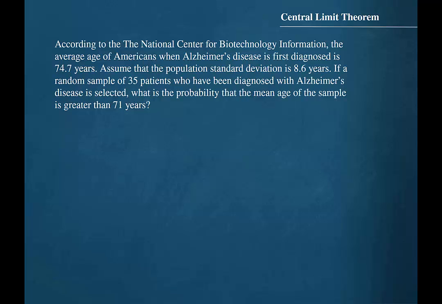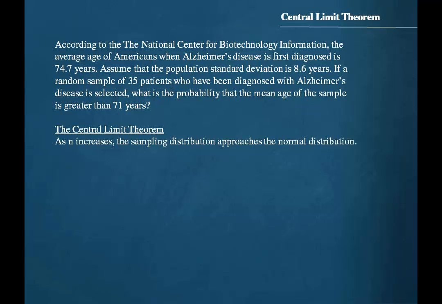We must pay particular attention to the exact question that is being asked. We are not asked to find a probability associated with a single value. Rather, we are asked to find a probability associated with a sample size of 35. In order to answer this question, we must first understand the central limit theorem.